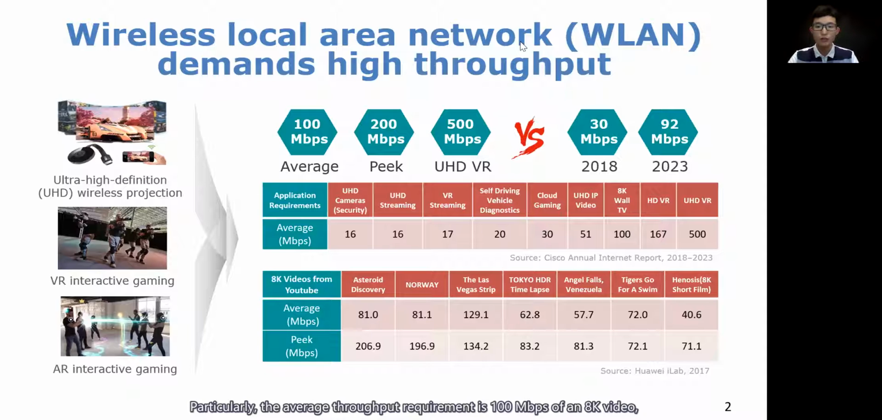Particularly, the average throughput requirement is 100 megabits per second for an 8K video, whose peak throughput requirement might reach 200 megabits per second. For a UHD VR-based application, the throughput even reaches 500 megabits per second. It is reported that the average WLAN connection speed in 2018 was 30 megabits per second and will more than triple by 2023, which, however, is still far from satisfactory for UHD video-based applications.